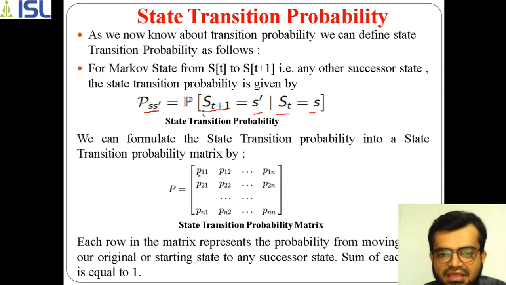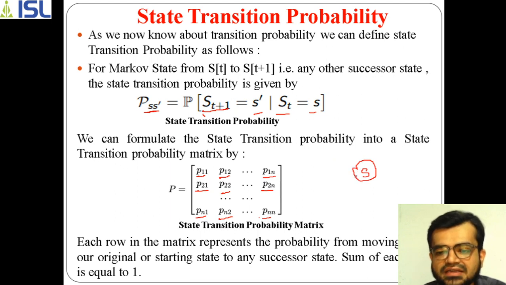For example, if an agent is in the first state and it is moving to the same state only, that is called P11. If the agent is in the first state and it moves into the second state, that is P12, and so on up to n states. Similarly, if it is in the second state and wants to move from second to first, it will be P21. Then P22, and so on up to P2n, and like that Pn1, Pn2, and so on up to Pnn.